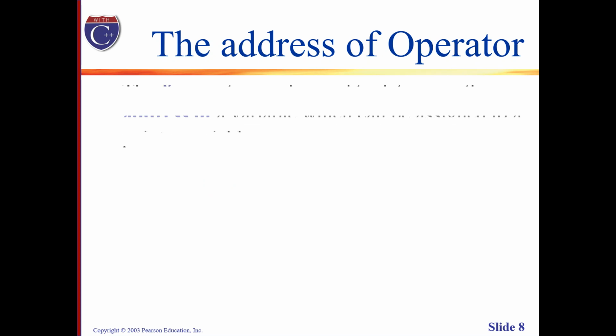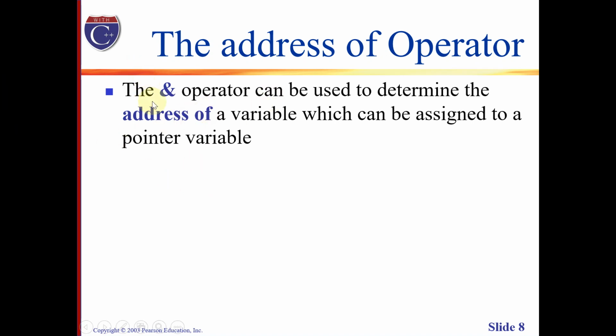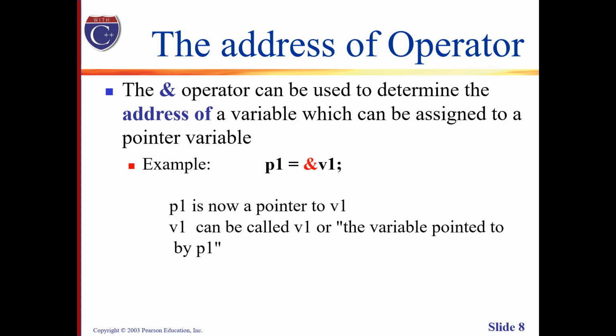Talking about the address-of operator, as you can see here, the ampersand operator can be used to determine the address of a variable which can be assigned to a pointer variable. For instance, we have the following statement. In this case, we are assigning to p1 the address of the variable v1. So this is how we do it. As a result of this statement, p1 is now a pointer to v1. v1 can be called as such or the variable pointed to by p1. That is made possible by using the ampersand operator.